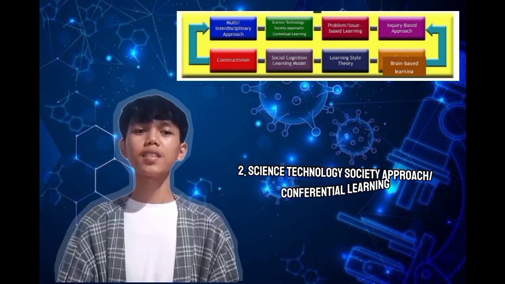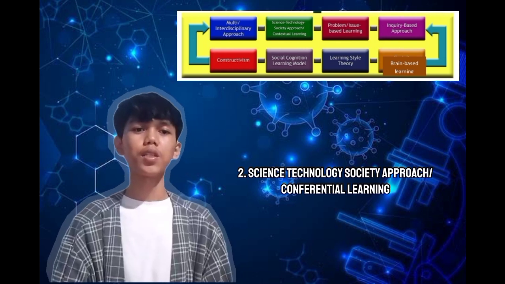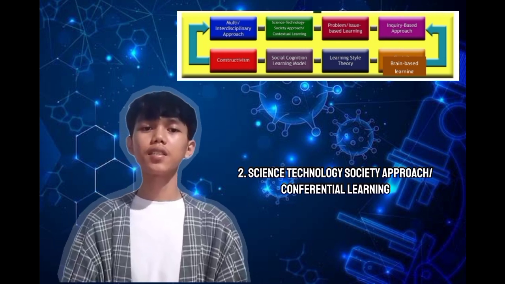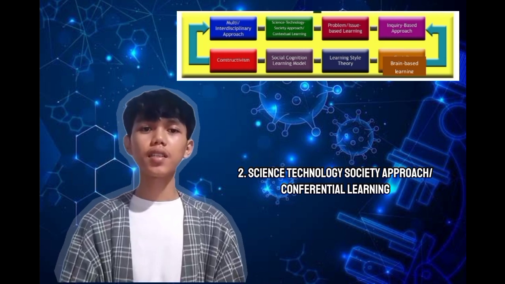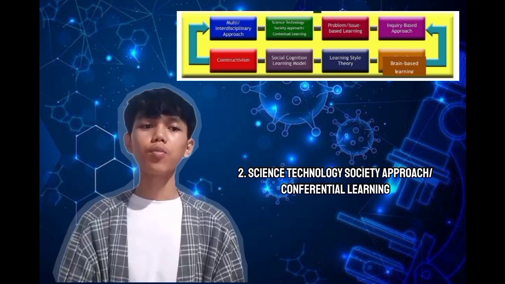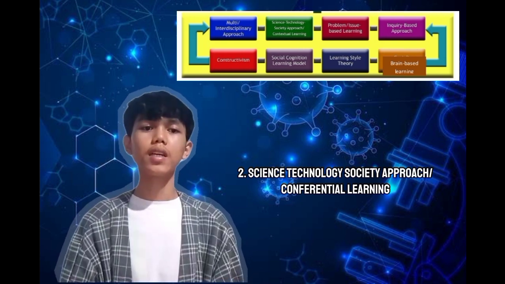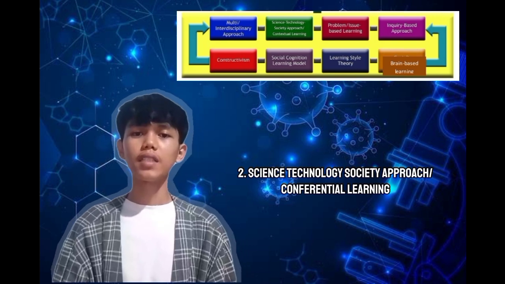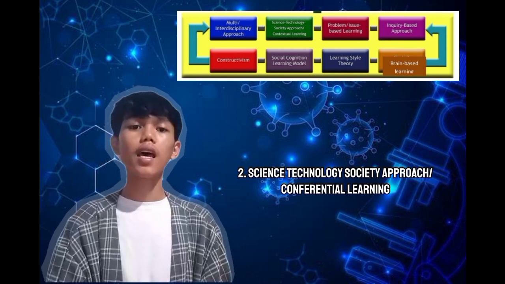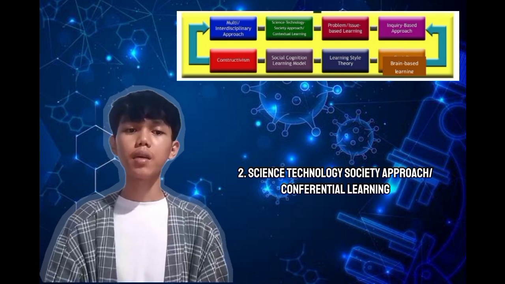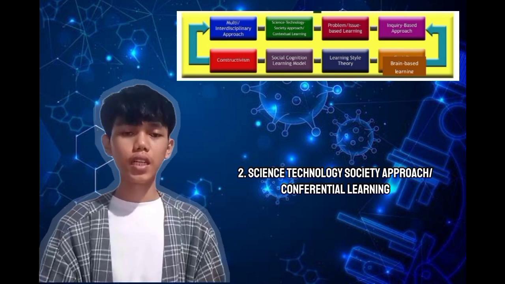Next one is the science, technology, society approach. An approach in science teaching where context and application of science are used as the starting point for the development of students. The ultimate goal of science education is to ensure students are literate in both science and technology, preparing them for a modern technological society.